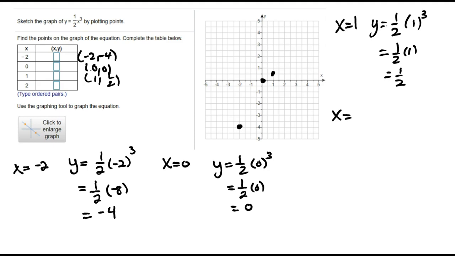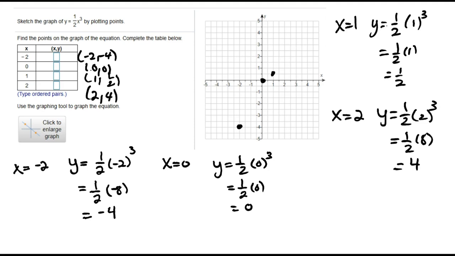And I have x equals 2, y equals 1/2 times 2 cubed, 1/2 times 8, and 1/2 times 8 is 4. So we have the ordered pair 2, 4. That would be here. So we're going to get our curve to look something like that. It has a little squiggle in the middle.